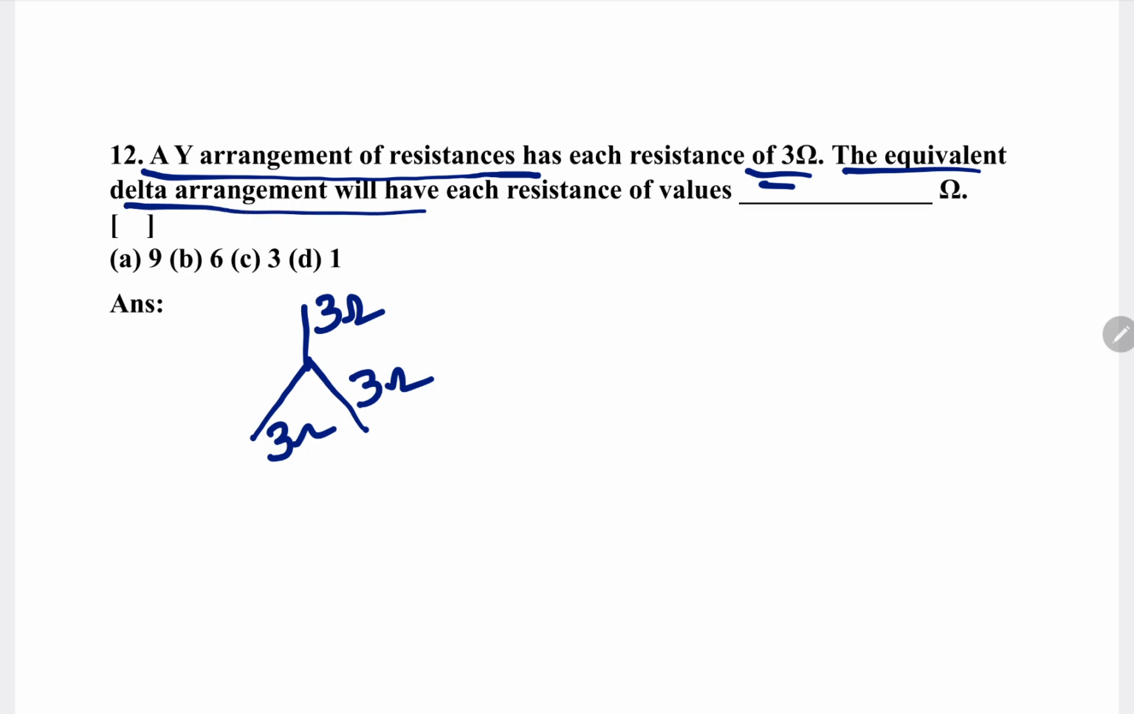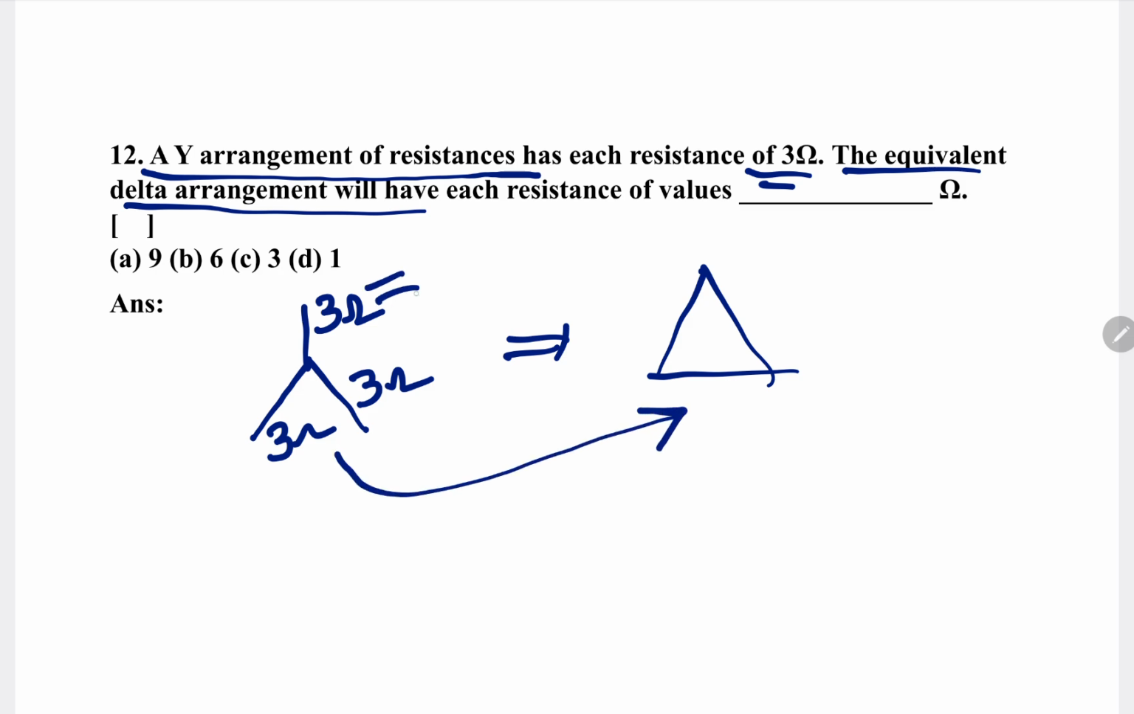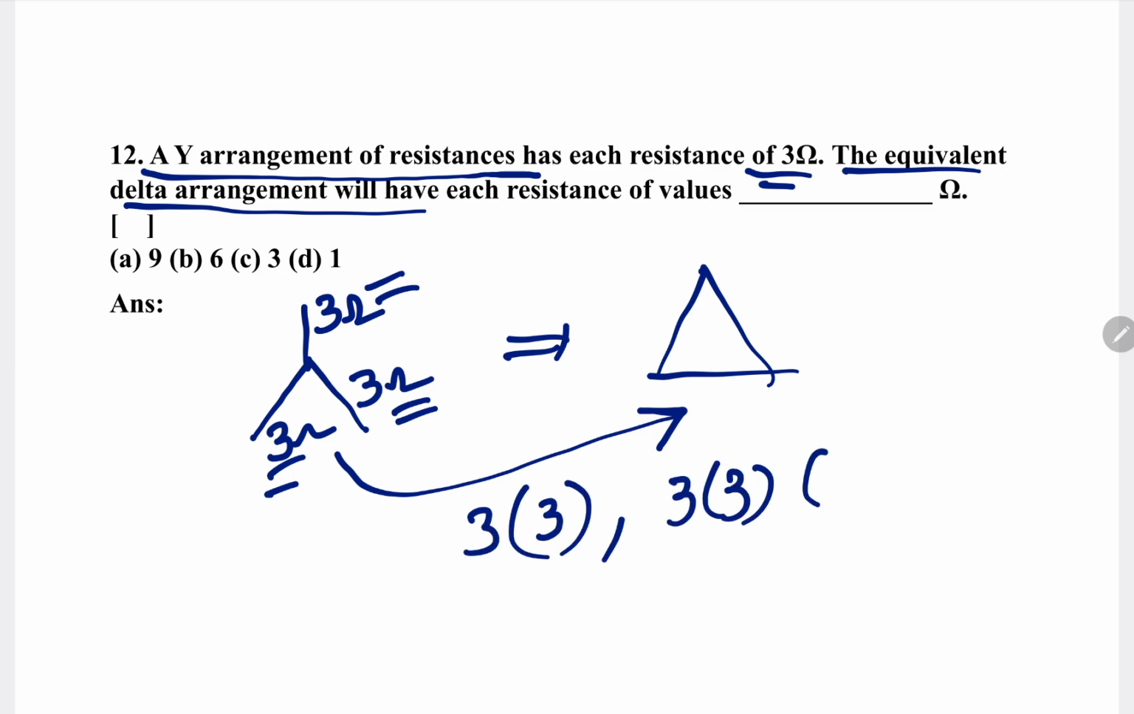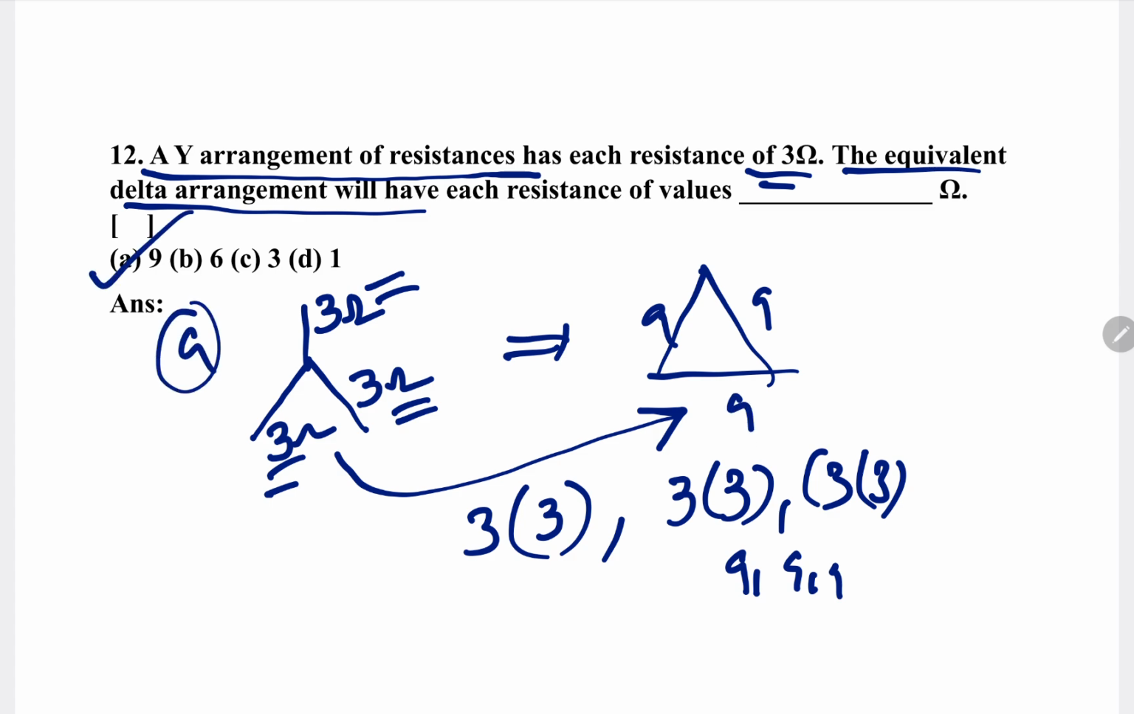What is the equivalent delta arrangement we want? Star transformed to delta with equal resistances, they become 3 times: 3 into 3, 3 into 3, 3 into 3. So they become 9, 9, 9. In the delta network, each resistor value becomes 9, 9, 9. So the answer is A. Whenever 9, 9, 9 are connected in delta, they become 9 by 3, 9 by 3, 9 by 3, that means 3 in the star network. Clear?